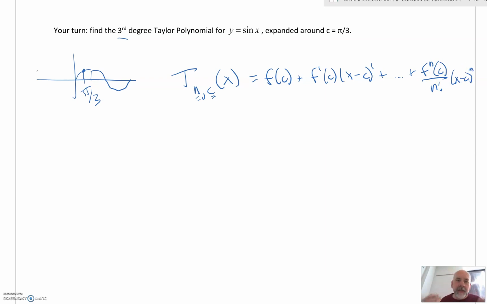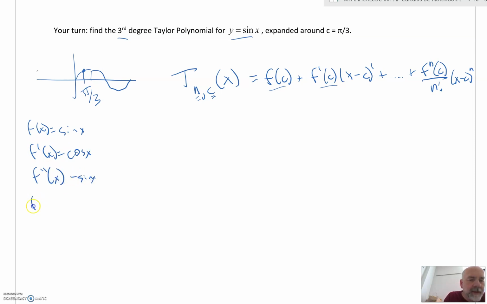Okay? So in this case, our function is sine x. We're going to need the sine of pi over 3, and the first derivative at pi over 3, and the second derivative at pi over 3, and the third derivative at pi over 3. So let's get it set up. f of x, or y, equals sine of x. And so f prime of x is cosine x, f double prime is negative sine, and f triple prime equals negative cosine. Now we want all of these to match up at pi over 3.